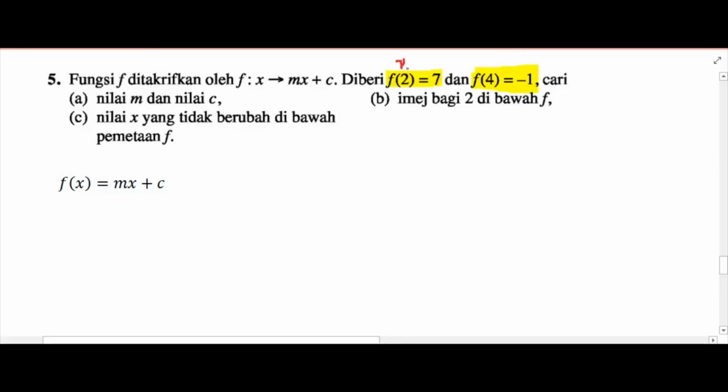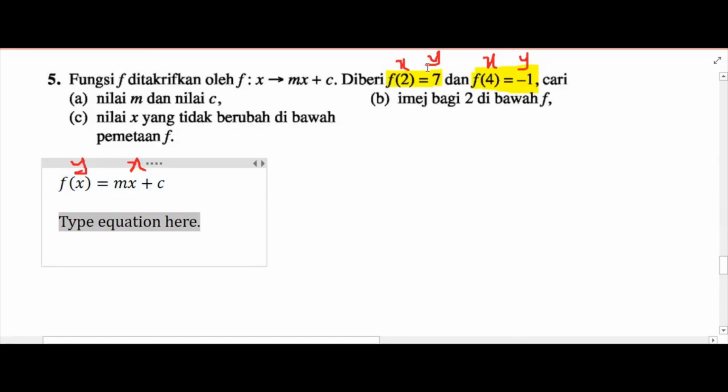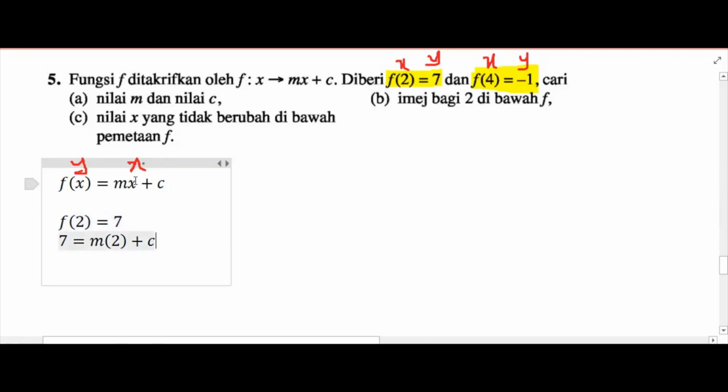Okay, so first, let's do the first one. When x is 2, my y is 7. When x is 4, my y is negative 1. Ingat, f(x) is y and this is x. Okay, so f(2) is 7. So f(x) is 7 and x is 2, 2m plus c. Okay, this one is for f(2) equals to 7. Ganti f(x) 7, x 2. So I will write like this. 7 is equals to 2m plus c.